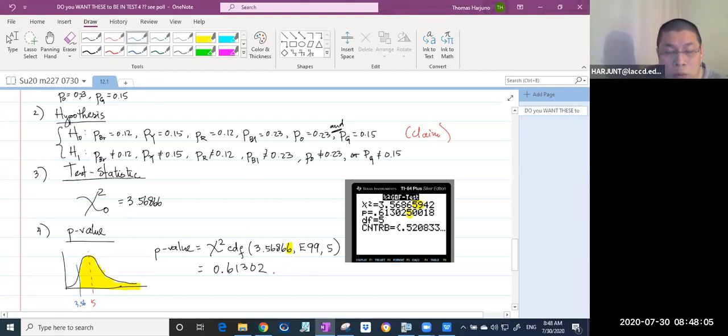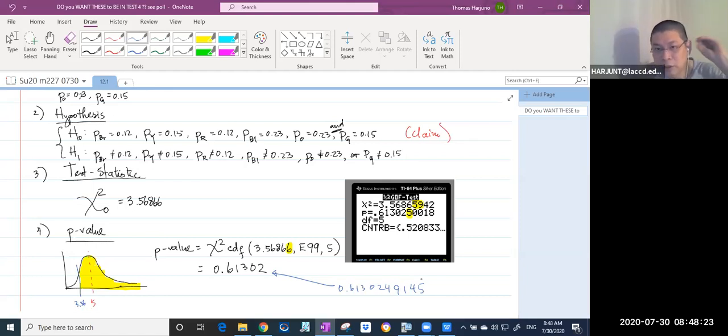If I use that 5-digit number, I get 0.6130249.145. Well, anyway, that's the 5th decimal place, right? So it doesn't change the 6th decimal place. It changed my 5th decimal place, but it will not change the outcome anyway, so that's fine.